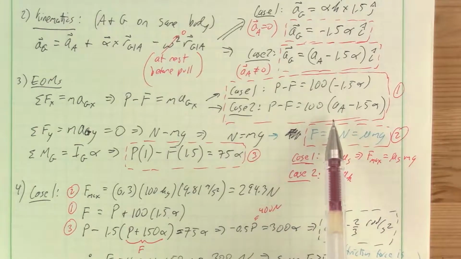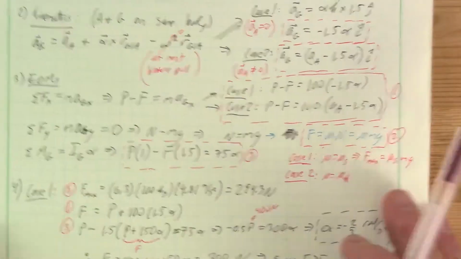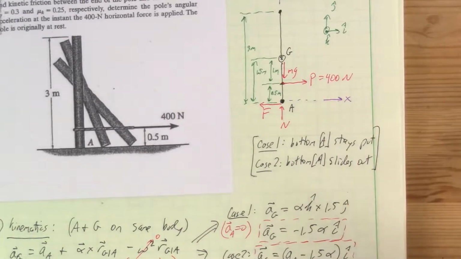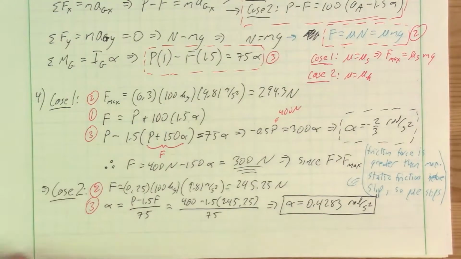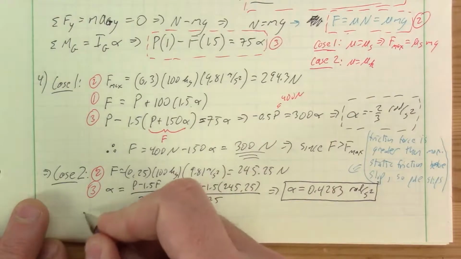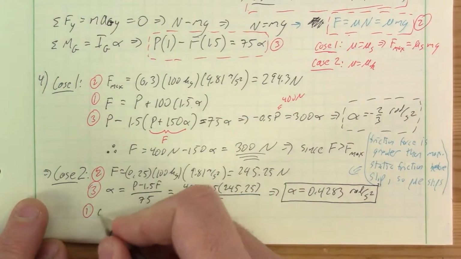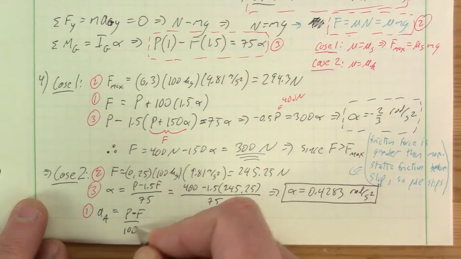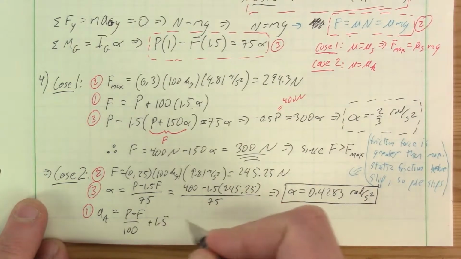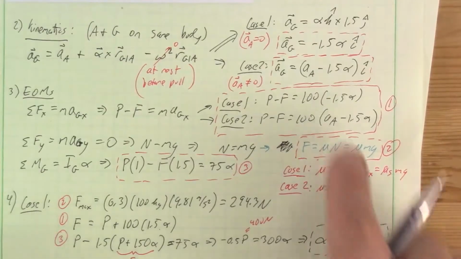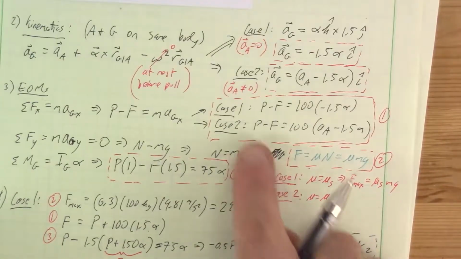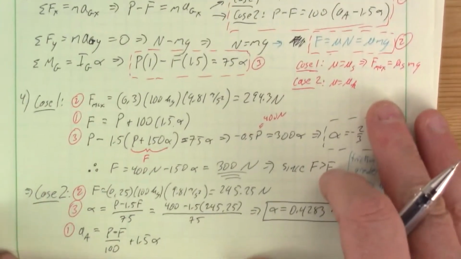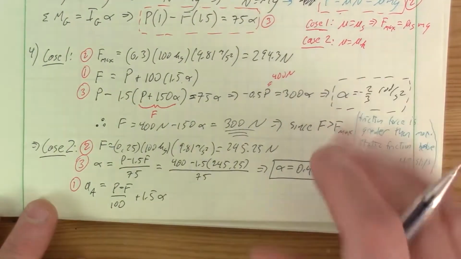Now case 1 is used to solve for the acceleration of A, which we could do, right? That's the actual rate at which point A accelerates to the right. I might as well just do it. We got room at the bottom of the page here. Acceleration of point A is then (P minus F) over 100 plus 1.5 alpha. So I'm just solving this for AA, P minus F divided by 100, add the 1.5 alpha, and you've got A, the acceleration of A.